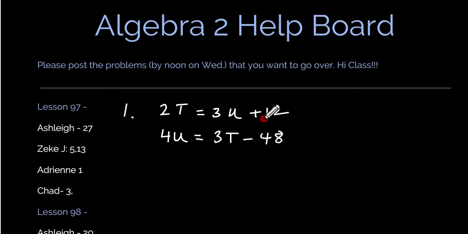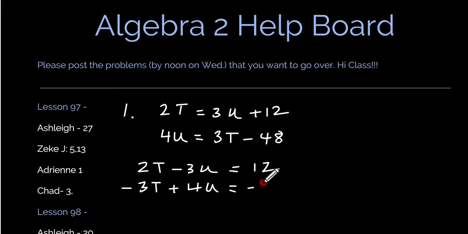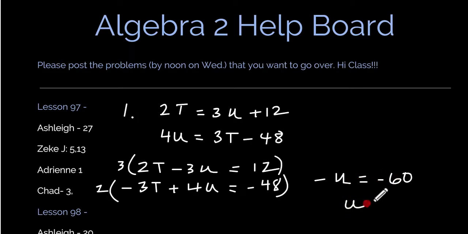I solved it on my paper, but I think you guys can solve it from here. What I did was I took 2t minus 3u equals 12, and then we did negative 3t plus 4u equals negative 48. And I multiplied this one by a 3, this one by a 2, and when I did that, I had them add out, and we got negative u equals negative 60. U, the untalented, was 60, and the talented was 96. All right, one down.